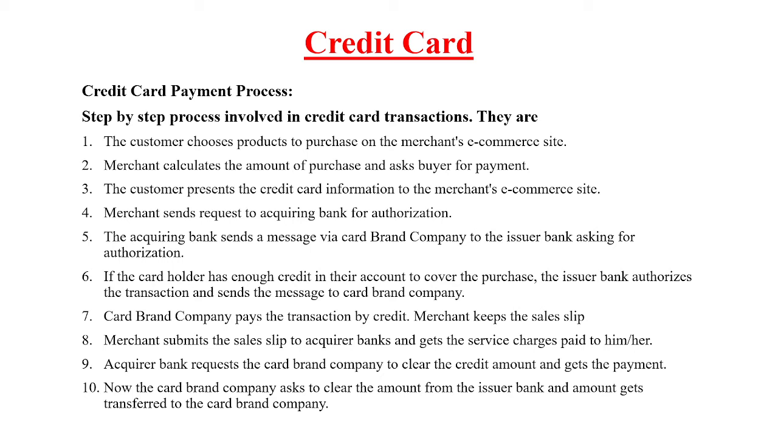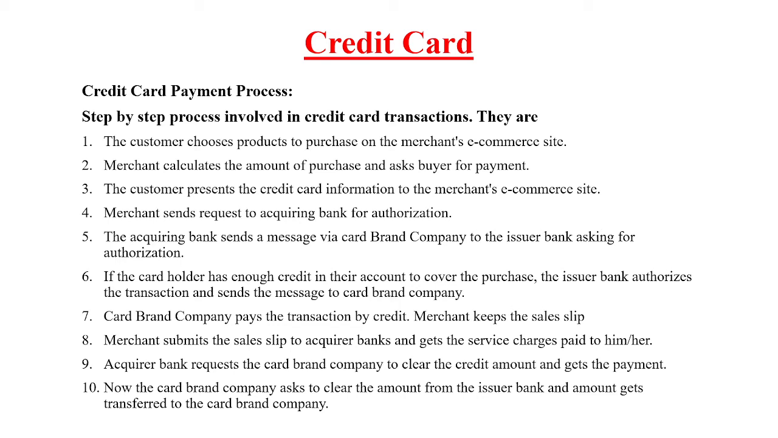So now the credit card information of the customer is with the acquiring bank, and this bank sends the message via the card brand company to the issuer bank asking for authorization. In the next step, that is the sixth step, if the cardholder has enough credit in his account to cover the purchase, the issuer bank authorizes the transaction and sends the message to the card brand company. The card brand company pays the transaction by credit and the merchant keeps the sales slip.